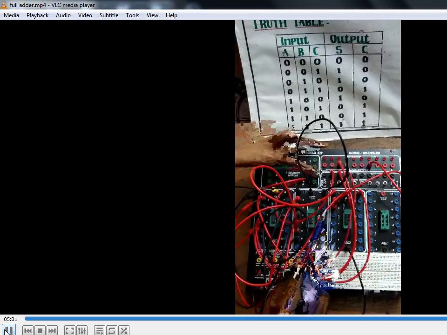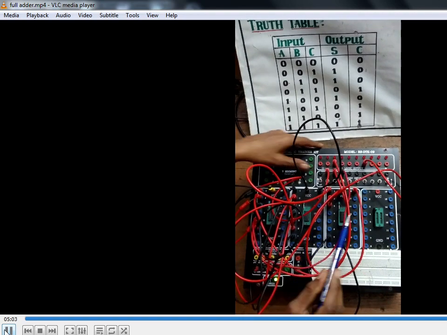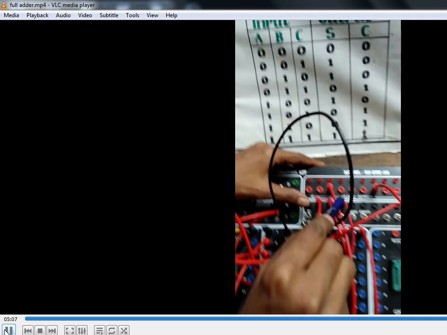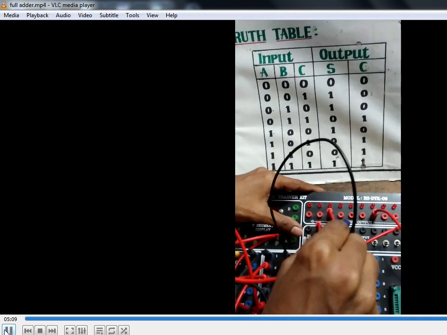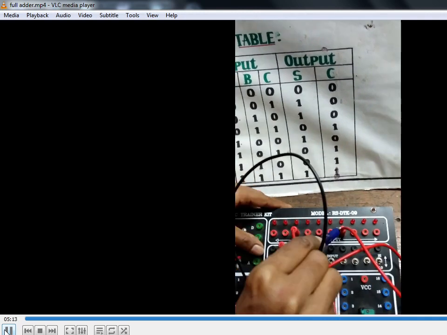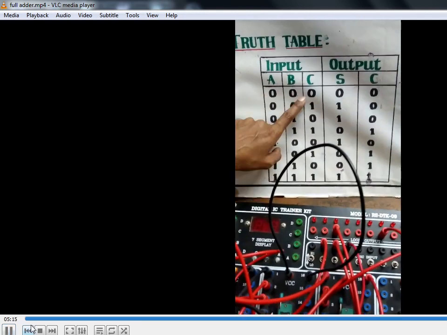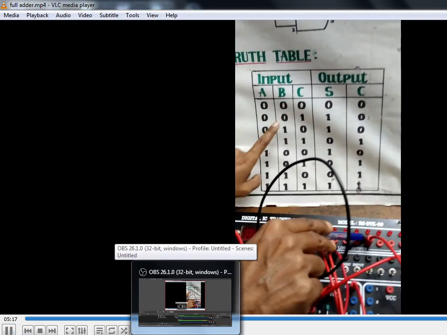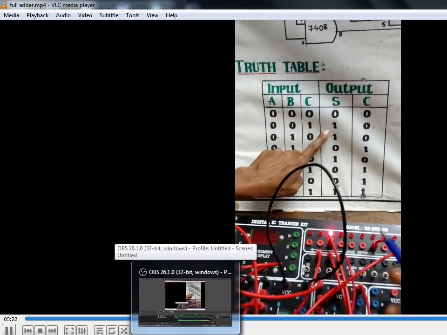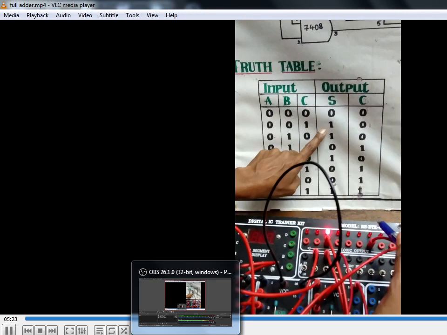So now we will verify the truth table of full adder. These three are the inputs A, B and C. This is sum output, this is carry output. When all the inputs are 0, sum is 0 and carry is 0. When C input is 1, then sum is 1, carry is 0.